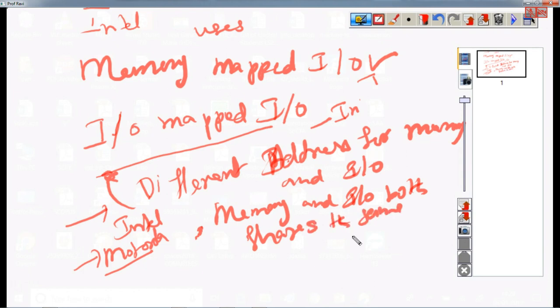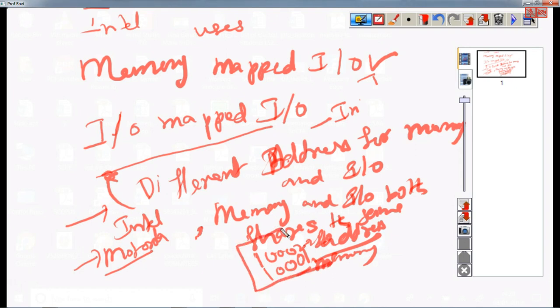That means there is no separate address, the same address. Now if you have 10001 given for a memory location, then you can give 10002 to an IO. So this is what memory mapped IO is. Intel follows IO mapped IO, and other manufacturers follow memory mapped IO. So this is the difference you need to see.